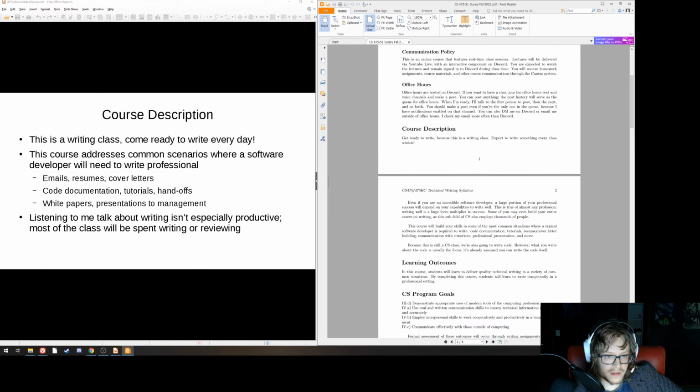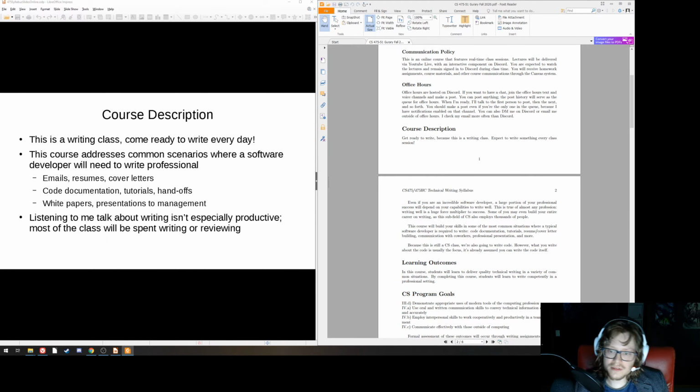We're going to address a bunch of common scenarios where a professional software engineer, so something I think all of you aspire to be, would need to write professionally. Those include things like emails, resumes, cover letters. Those are going to be probably the first things you're going to be writing in your career. And then we're going to go into things like code documentation, tutorials for others. Some software engineers never write tutorials, and that's quite irritating. So trying to make sure that you guys are good software engineers.